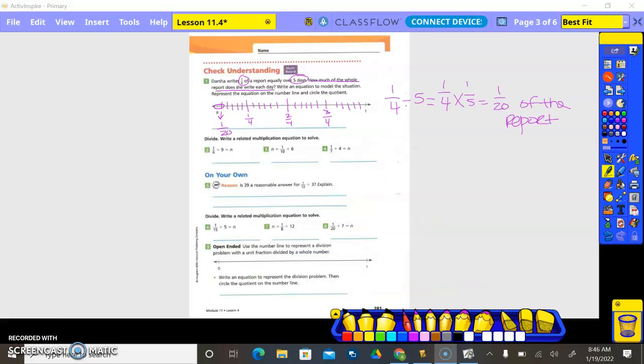Check for understanding number 1. Darsha writes 1/4 of a report equally over 5 days. How much of the whole report does she write each day? Write an equation to model the situation. Represent the equation on the number line and circle the quotient.